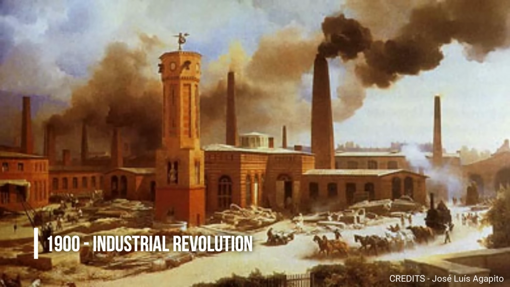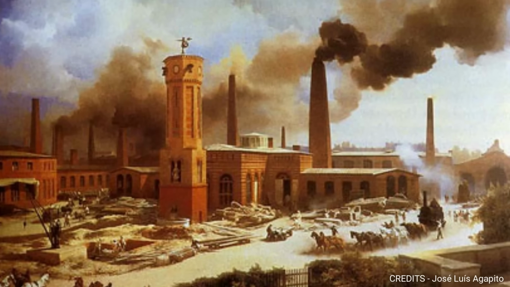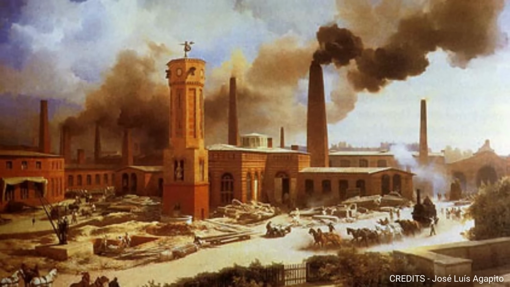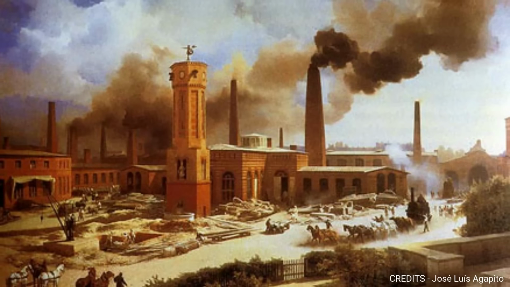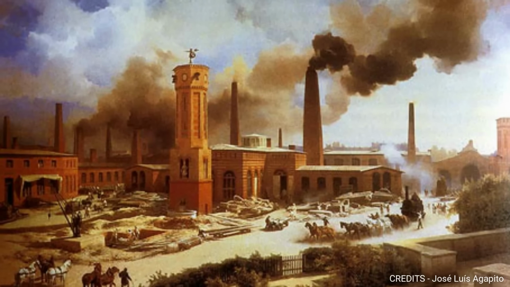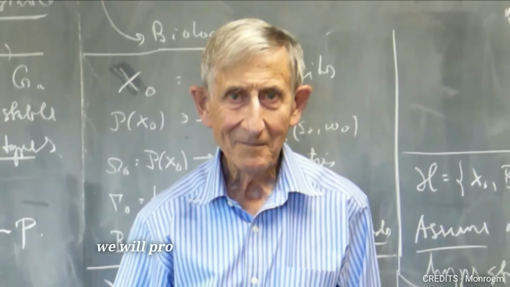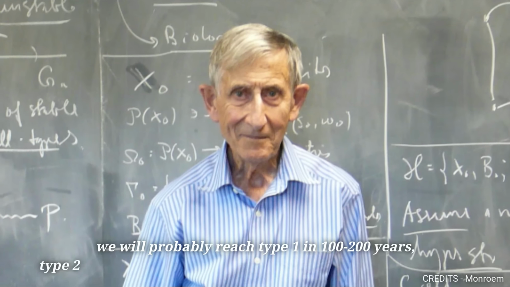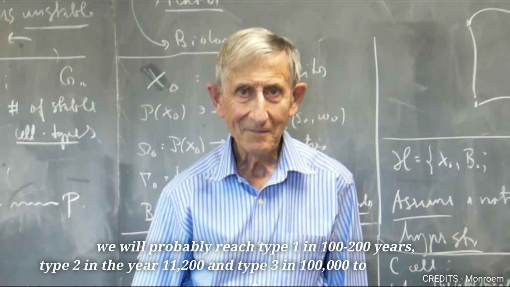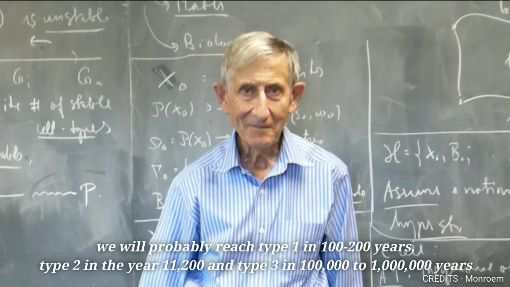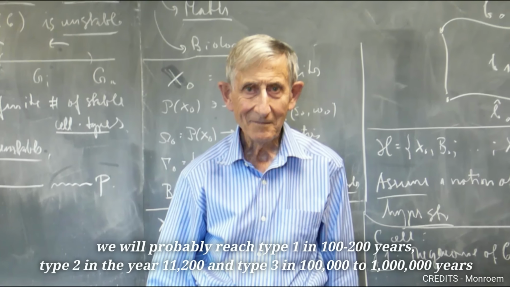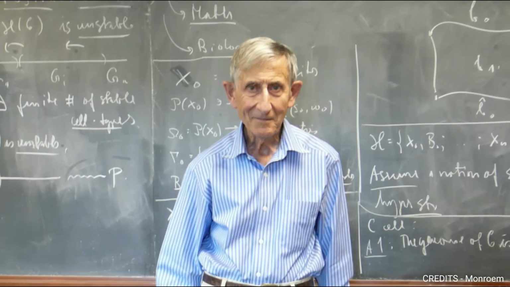According to Carl Sagan, in 1900, during the Industrial Revolution period, our terrestrial civilization was at 0.58, while in 2012 it was at 0.72 on the scale. Freeman Dyson estimated that we will probably reach Type 1 in 100 to 200 years, Type 2 in the year 11,200, and Type 3 in 100,000 to 1 million years.